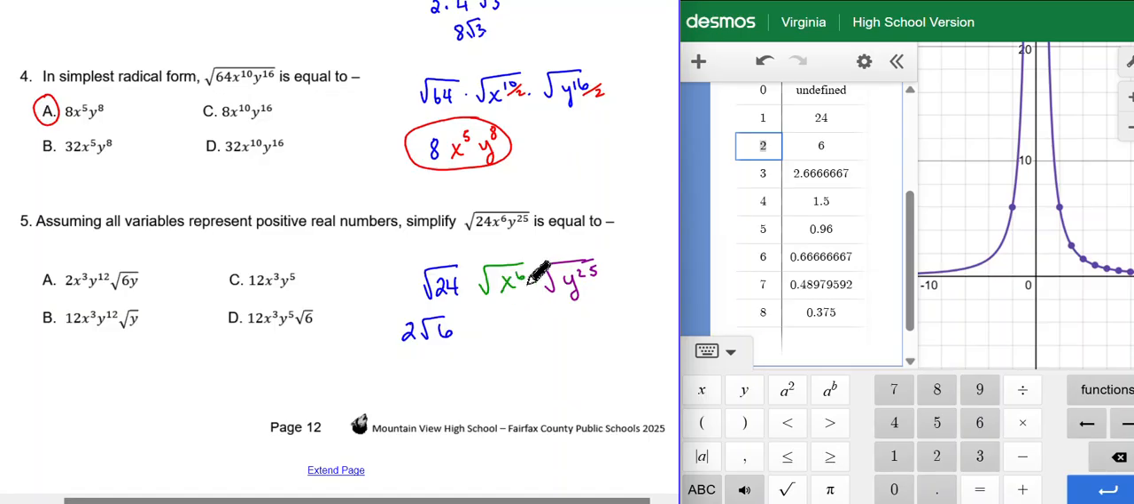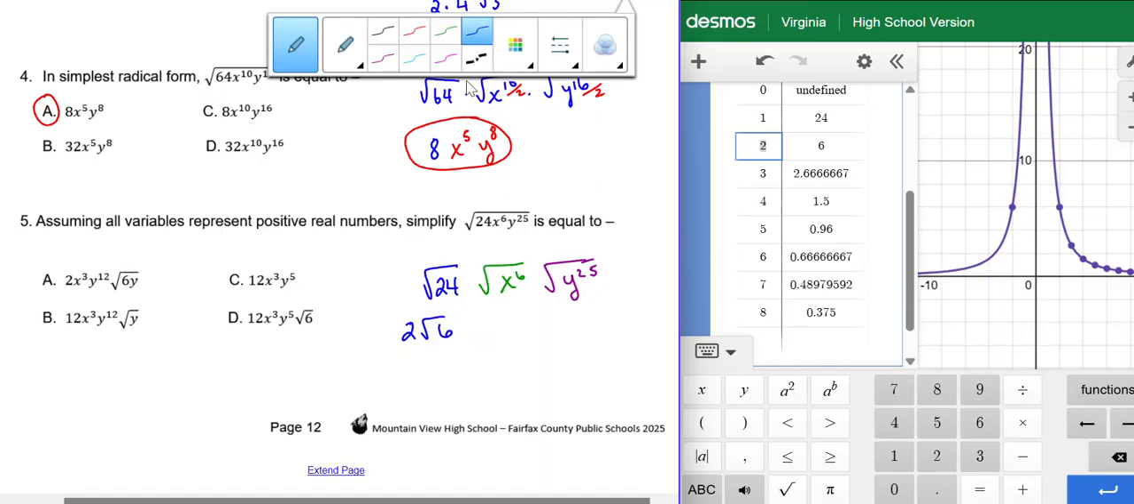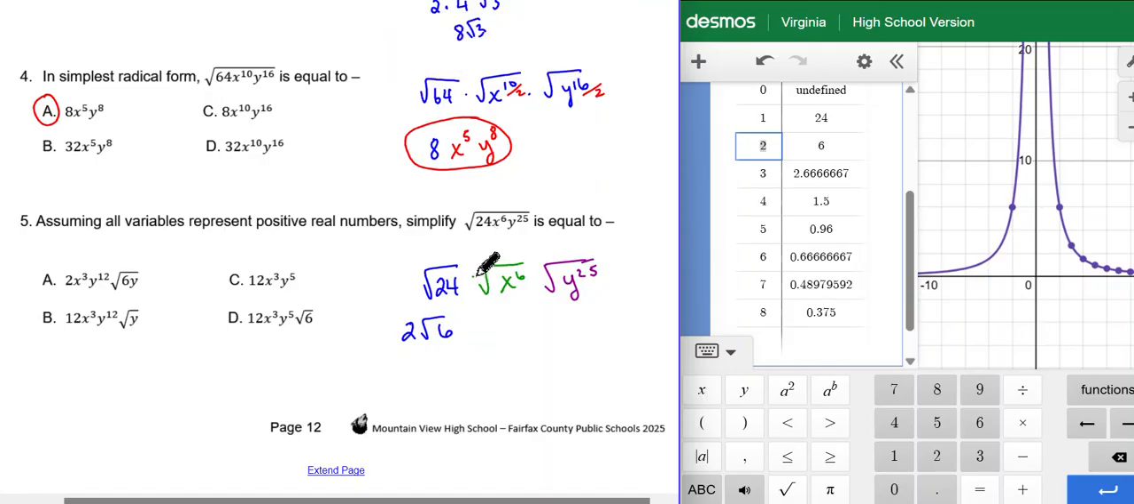Square root of x to the 6, because I said that I can just do 6 divided by 2. There's a 2 here. Okay, there's a little hidden 2 here. You don't see it, but it's there. So that's 6 divided by 2, which is x to the 3rd power. 6 divided by 2 is x to the 3rd power.